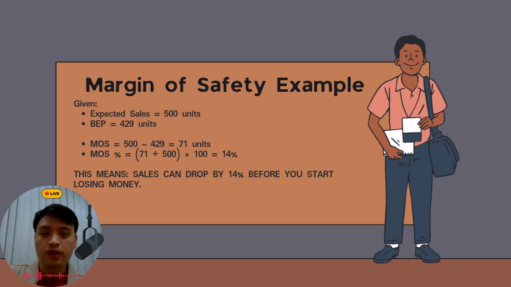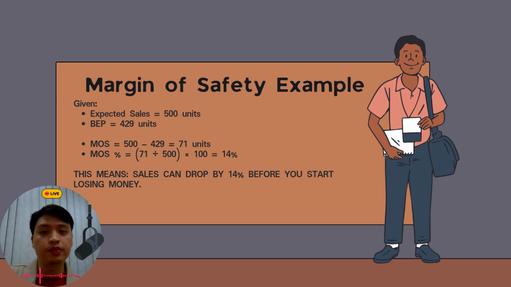So here's an example. Our expected sales is 500 units. Our BEP is 429 units. The MOS is equal to 500 less 429 units, which is equal to 71 units. And the MOS percentage is 71 divided by 500 times 100, which is equal to 14%. So even if sales drop by 14%, you will still not be losing money.